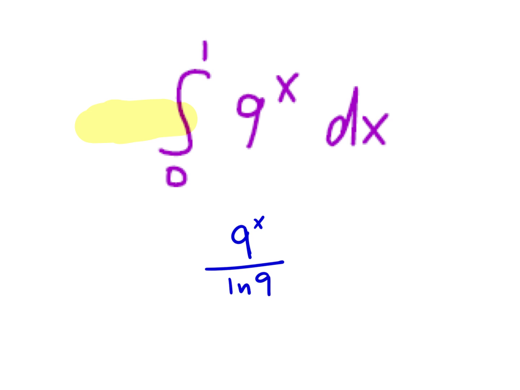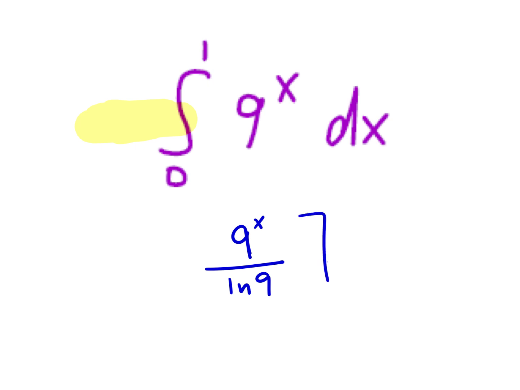Because think about it. If I were to take the derivative of this, I would have 9 to the power of x times the ln of 9, which would cancel out with the dividing by the ln of 9. So we just have 9 to the power of x. So you can always check your work just by taking the derivative. So here, to find our antiderivative, we divide by the ln of the base.